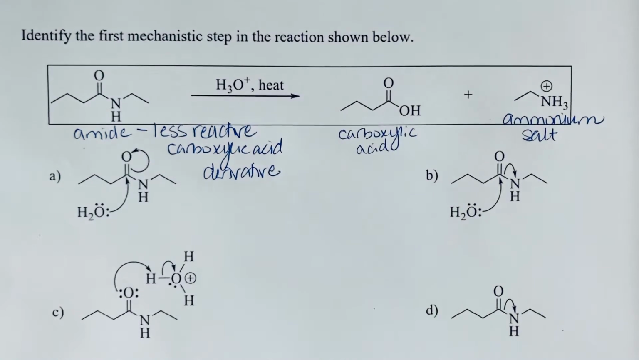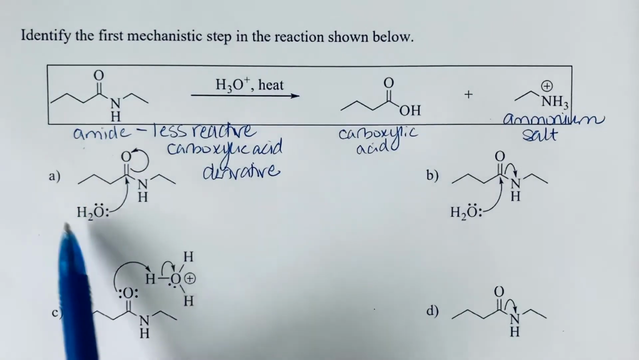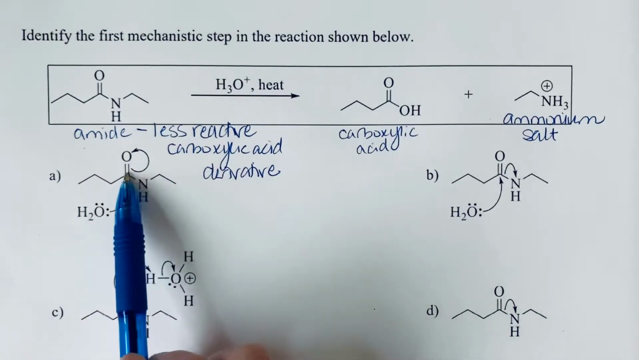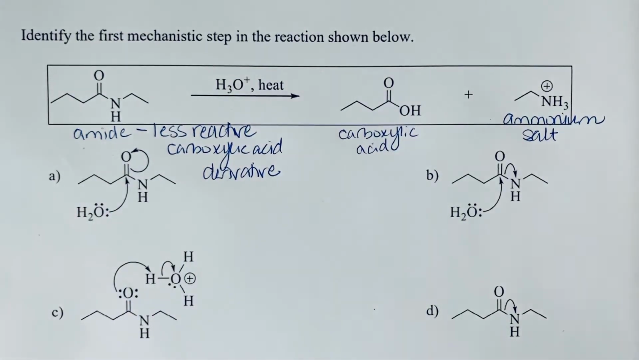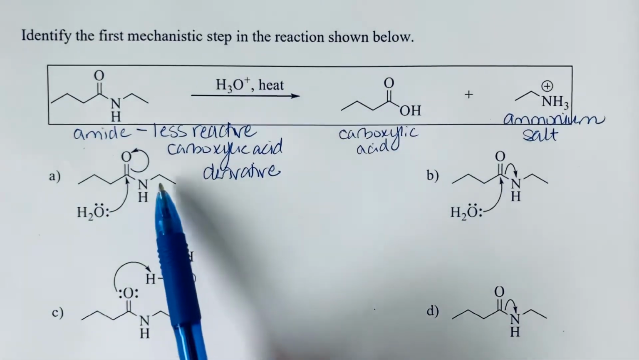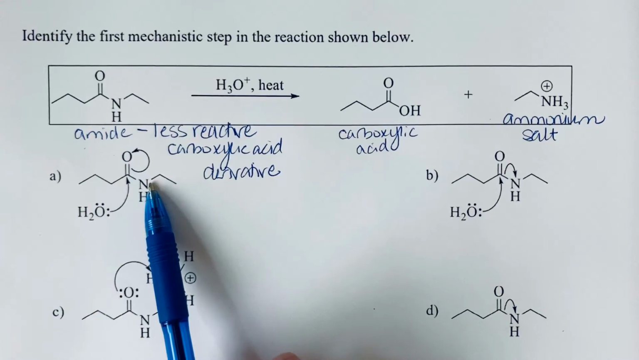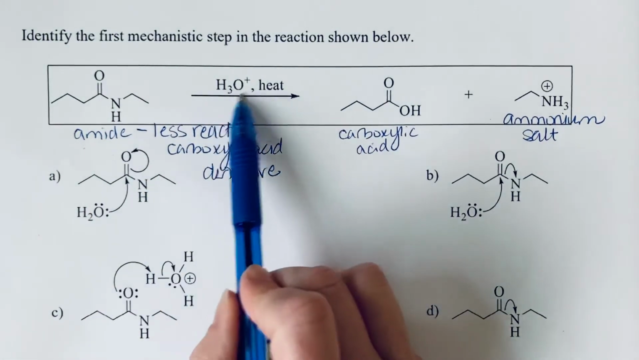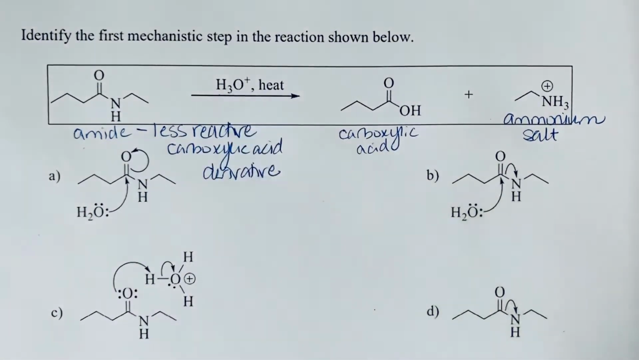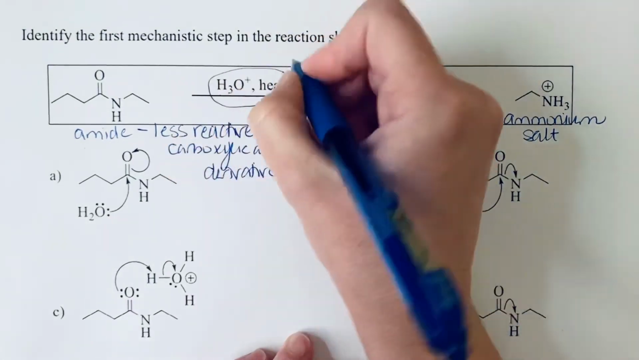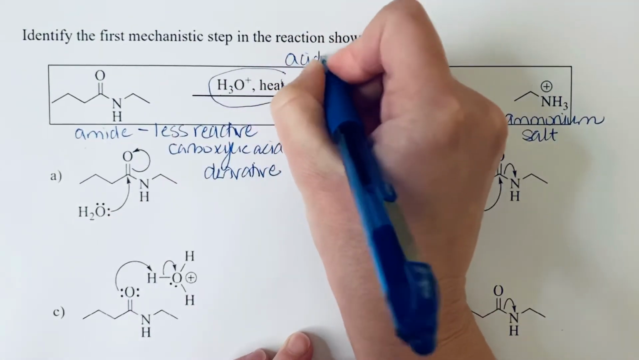For your less reactive derivatives, just water isn't going to do anything because this carbonyl is not very reactive. Water is not going to just attack it. So what we're seeing here in A, with water just attacking a neutral amide, is not going to happen because the neutral amide is not reactive enough. That's why we have, instead of just neutral water, acids. We see that we have acidic hydrolysis conditions.